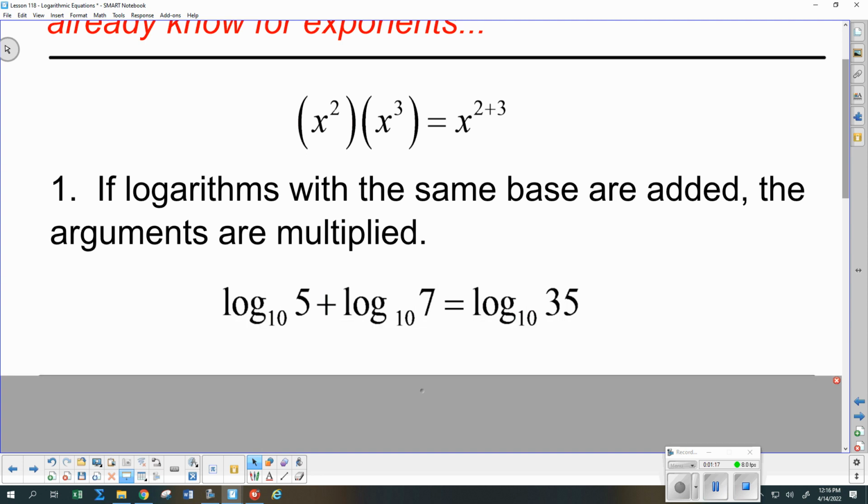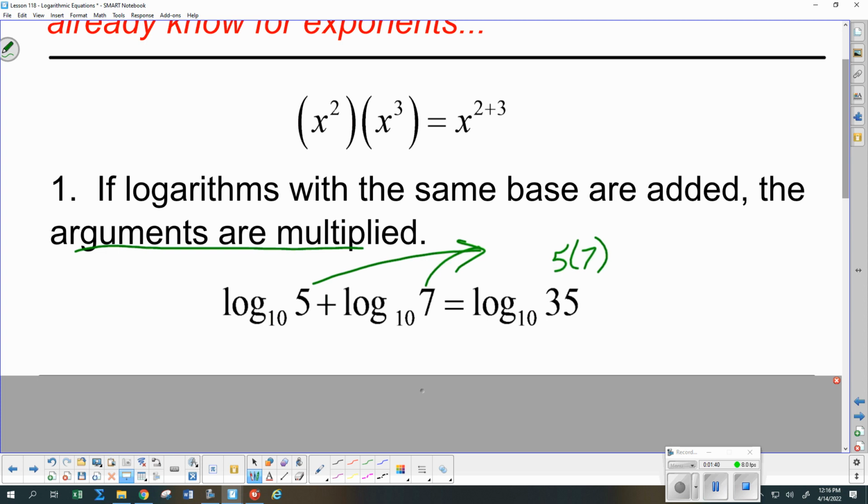So we know that if we have the log of 5 plus the log of 7, we can combine those as just one log if we take these two arguments and multiply them. The 35 comes from 5 times 7. This works as long as the base is the same all the way across.